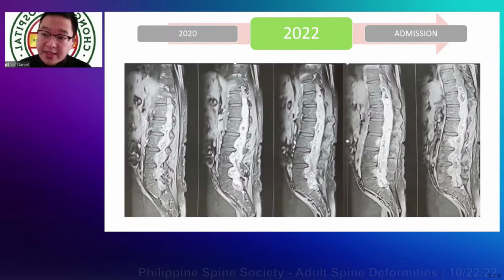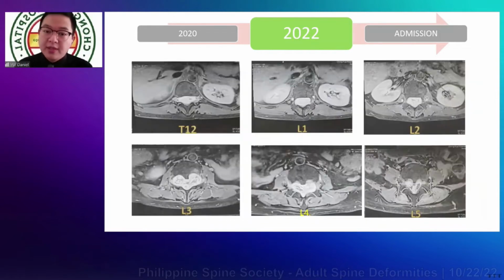This is the latest MRI preoperatively. On the T2-weighted sagittal cuts, we can see that the tumor has progressed. Previously it only involved L2 to S1, but now it extends up to the T11 area. On sagittal, we can also see scalloping of the lumbar posterior wall. These are the T2-weighted axial cuts of the lumbar area.